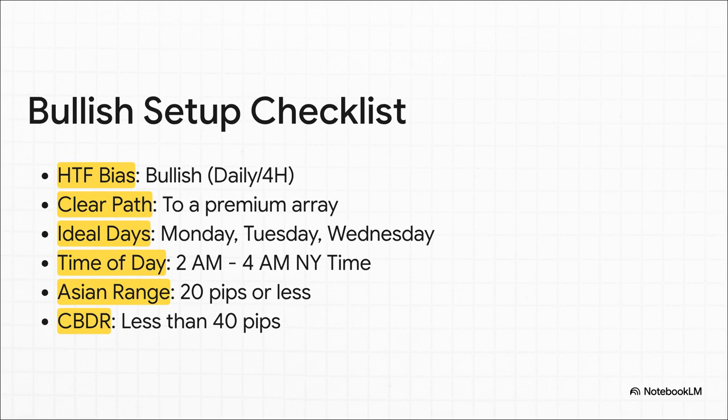First, your higher timeframe bias must be bullish. No exceptions. Second, there has to be a clear, open road to a higher price objective. We're also looking for setups early in the week, Monday, Tuesday, or Wednesday, because that's usually when the big weekly moves get started. The sweet spot for time is the London kill zone, between 2 and 4 a.m. New York time. And this is crucial. We want this to happen after a really quiet Asian session with a range of 20 pips or less. That quiet consolidation is what builds up the energy for an explosive move.